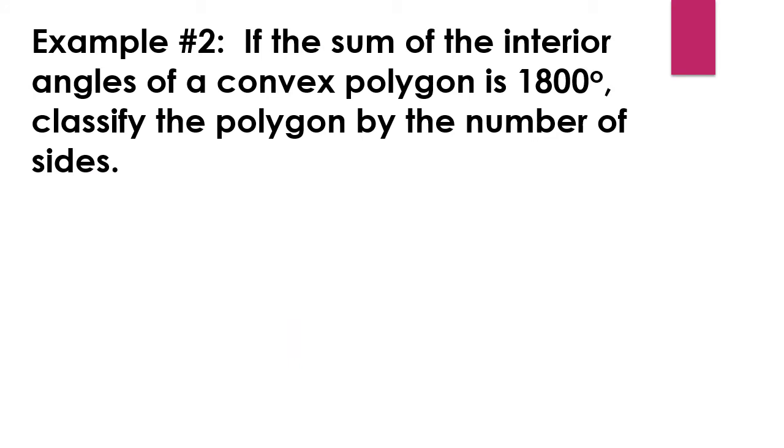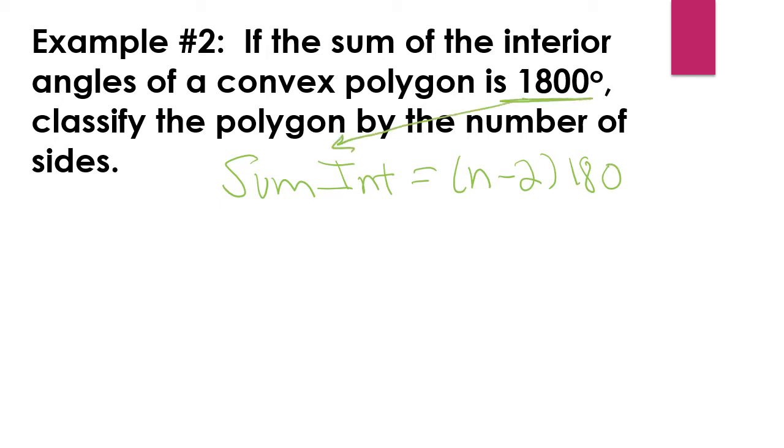Looking at example 2. If the sum of the interior angles of a convex polygon is 1,800 degrees, classify the polygon by the number of sides. So if we think about our formula, it says that the sum of the interior angles of any polygon is n minus 2 times 180 degrees. In this particular problem, they told us what the sum was, so I'm going to put the sum in.